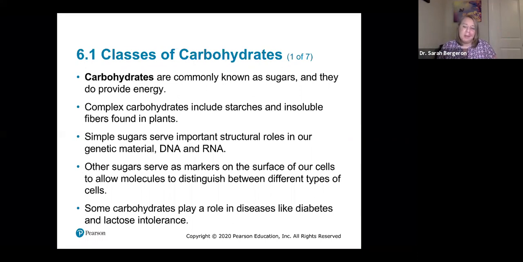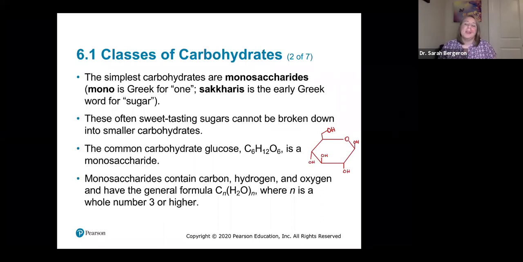And so there are some carbohydrates that do play a role in disease, like diabetes or lactose intolerance. And so we'll talk about those a little bit later. So the first thing is you have to be able to classify the different types of carbohydrates.